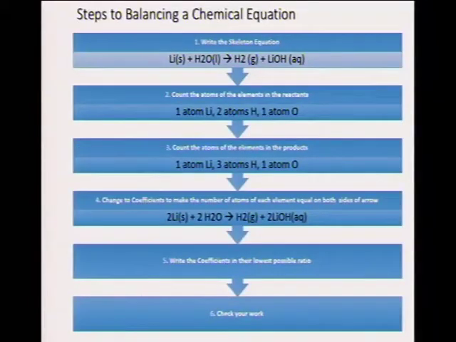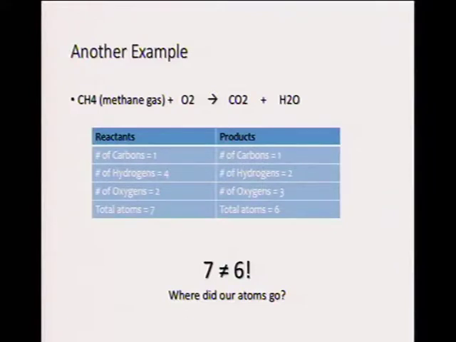Then there is another example for balancing the equation. We have CH4, which is methane, plus oxygen, which becomes carbon dioxide and water. Then you count the numbers of atoms in the reactants, as well as the numbers of atoms in the product.